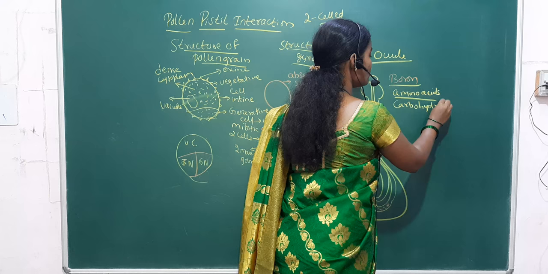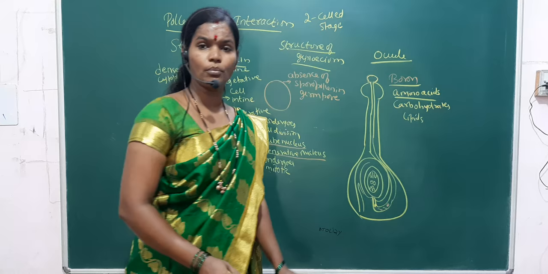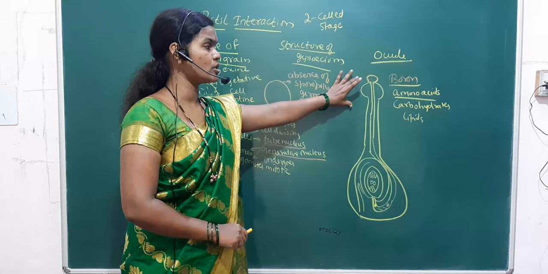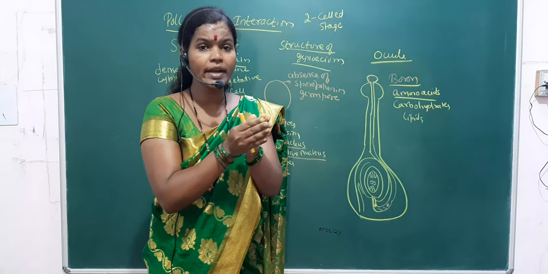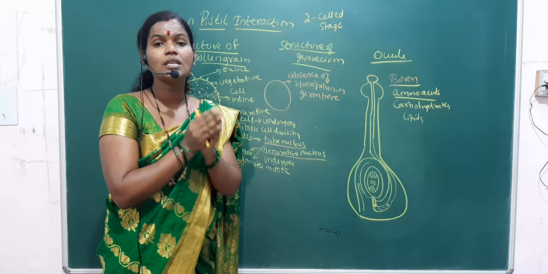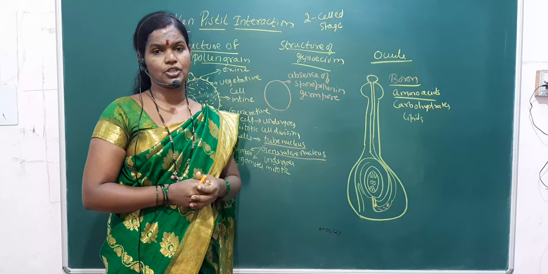These are the chemical components which should match with each other. Then only we are going to see that the pollen grain is attracting to the stigma. So if they are attracting, if they are helping, if they are germinating, then this concept is called as pollen pistil interaction.